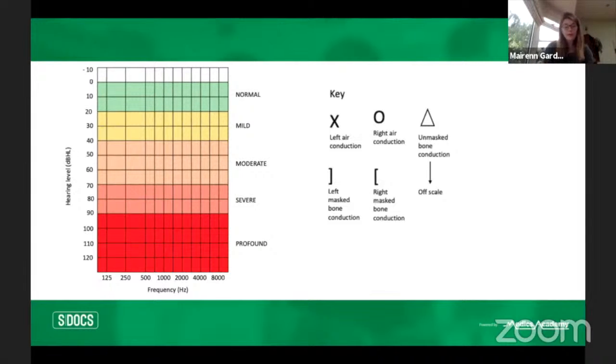Someone with normal hearing should be able to understand speech in most normal environments, and no amplification is needed.